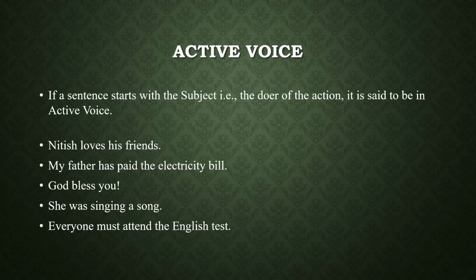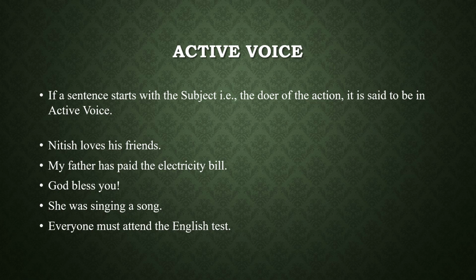Active voice. So we already know whenever the subject of a sentence is the doer of the action, we call such sentences active voice sentences. For example, Nitish loves his friends. So here Nitish is both the subject and the doer of the action. At the same time, his friends are both the object and the receiver of the action in this sentence.